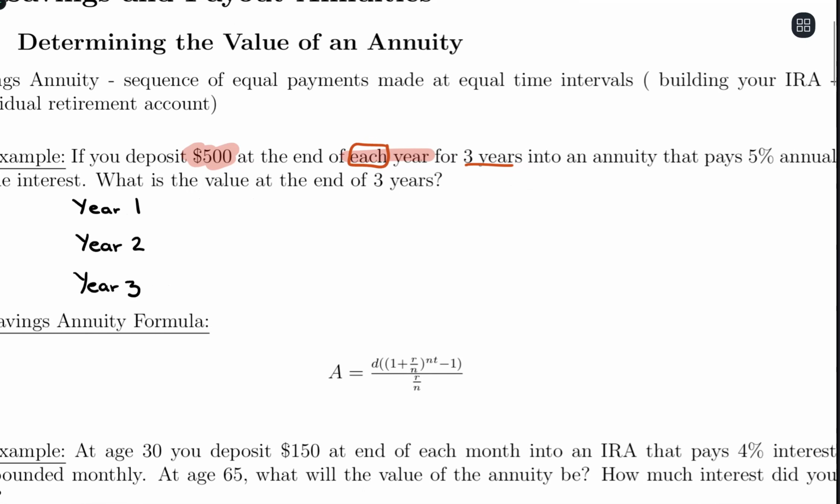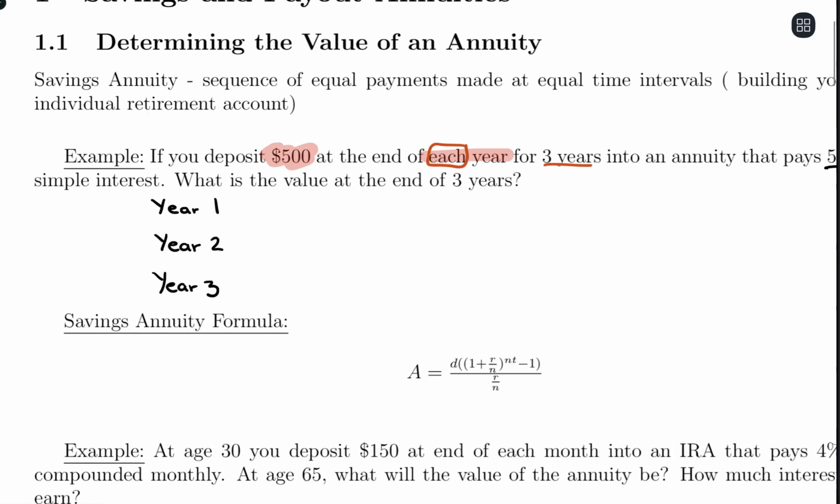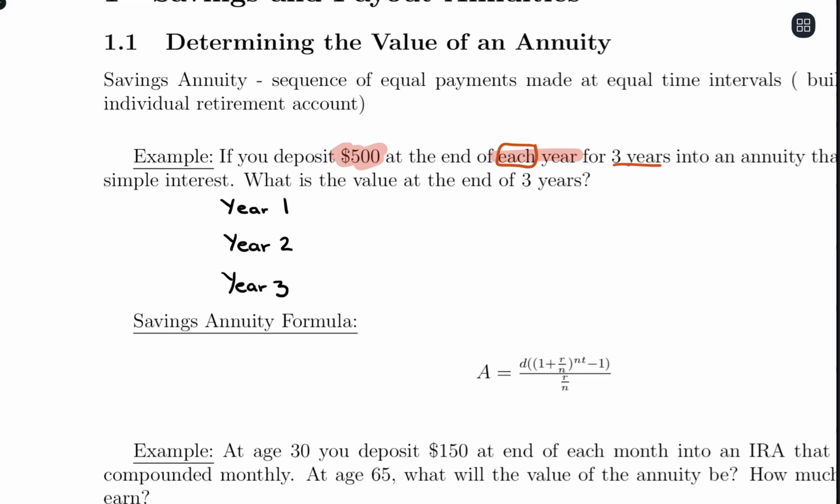So, at the end of year, for 3 years into an annuity that pays 5% simple interest, what is the value at the end of 3 years? And what we'll have here is, while our account is growing based on the interest, it's also growing with these yearly deposits of $500. So let's talk about year 1. What we would have is nothing until the end of the year. So actually, let's call this end of year 1. End of year 1, just those $500 that we deposited.